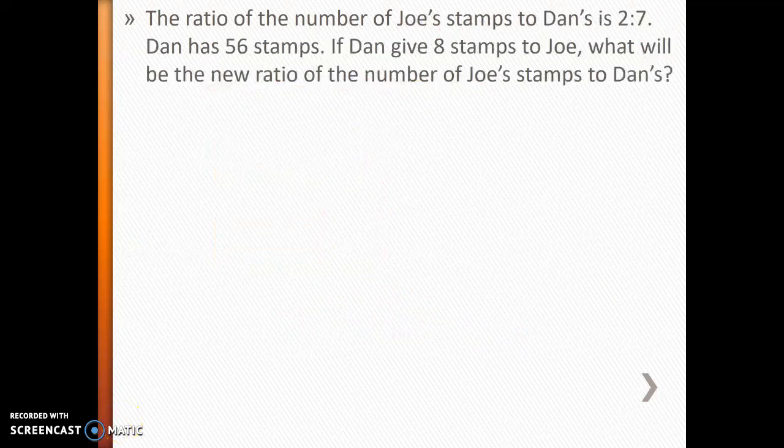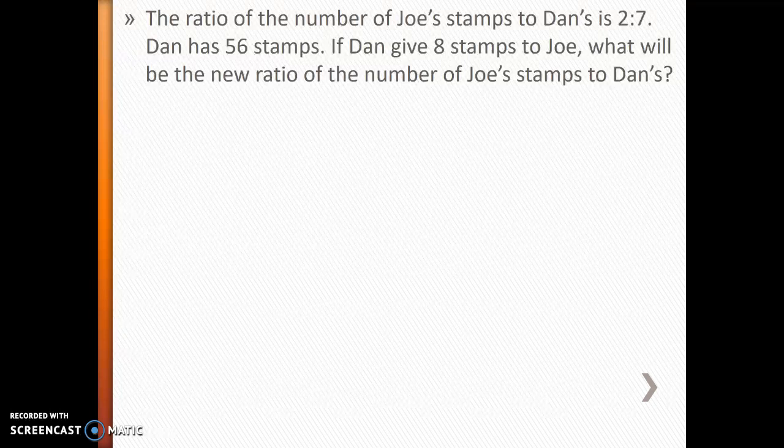Okay, the ratio of the number of Joe's stamps to Dan's is 2 to 7. Dan has 56 stamps. If Dan gives 8 stamps to Joe, what will be the new ratio of the number of Joe's stamps to Dan's? Way too much information to deal with in one step in this word problem.